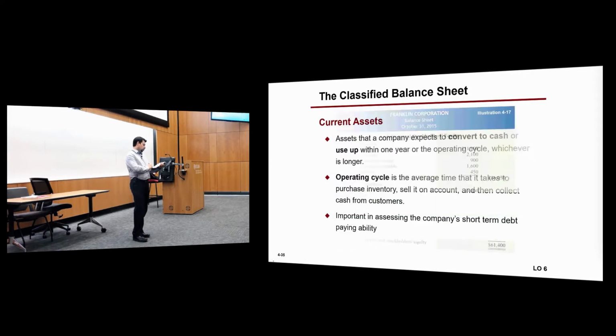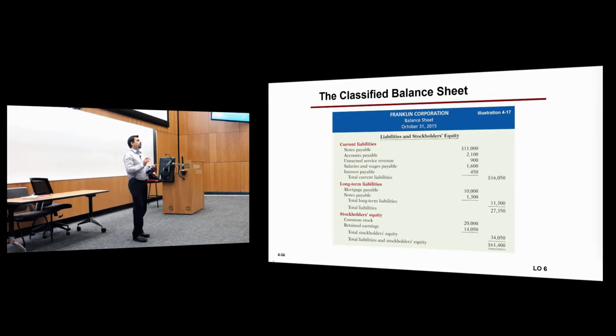And of course, under stockholders' equity, we always have common stock, which is also sometimes called capital stock. And we have retained earnings. So when you hear capital stock, that's common stock for now. Okay?